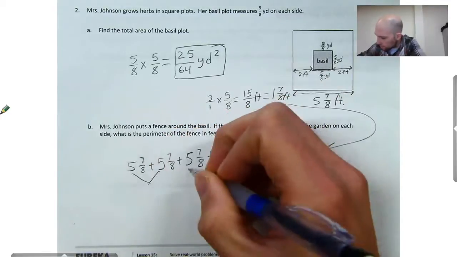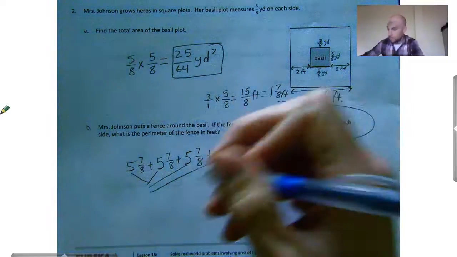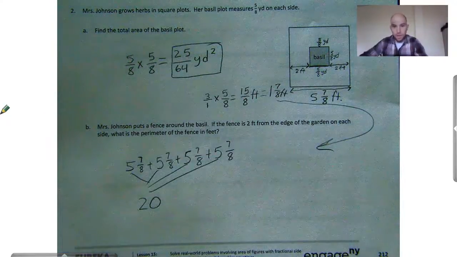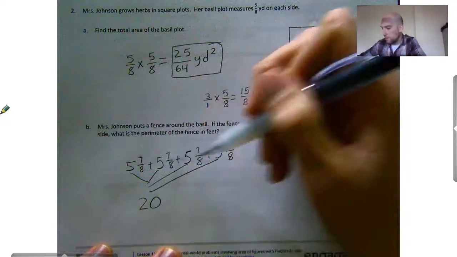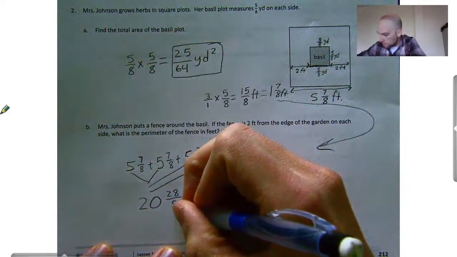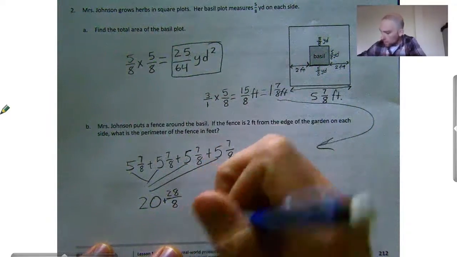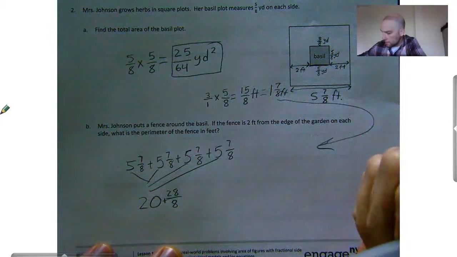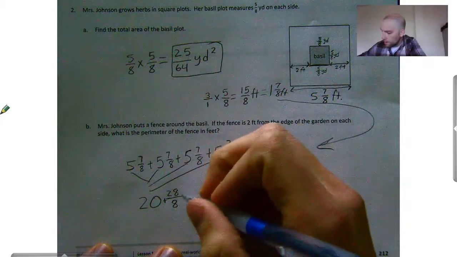I'm going to take my whole numbers first. I have 4 5s there, which is going to give me 20. And then I have 7/8 plus 7/8 plus 7/8 plus 7/8. Well, 7 times 4 is 28. It's going to give me 28/8. And 28/8. Well, 8 goes into 28 3 times. It should be 24/8.